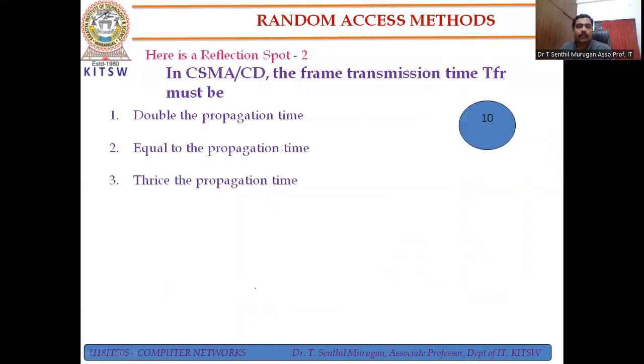So this is the reflection part. You have time to answer the question. In CSMA CD, the frame transmission time TFR must be double the propagation time, equal to the propagation time, or thrice the propagation time. What is your answer? The time is over. The answer is double the propagation time. So we need two times the propagation time once the frames are sent, to know whether the last bit has reached the destination or not.